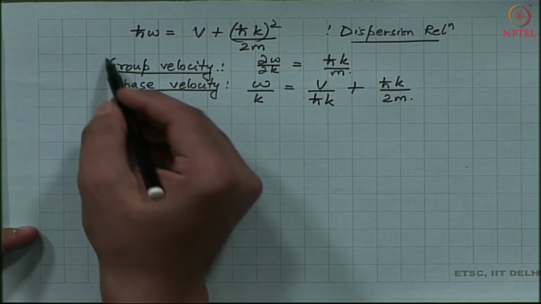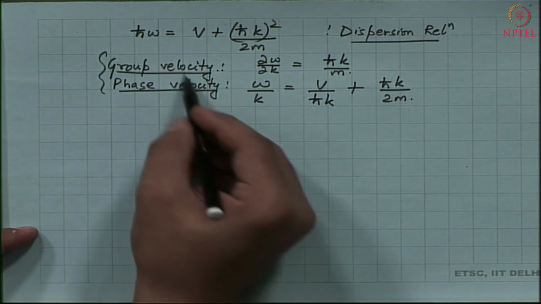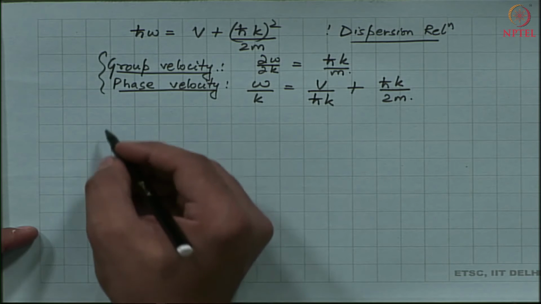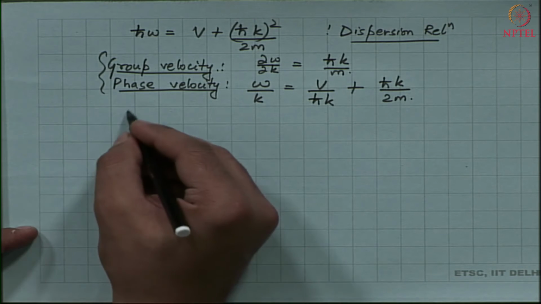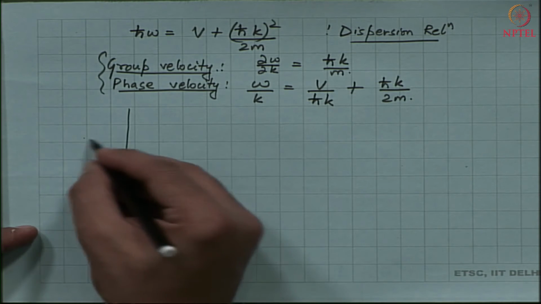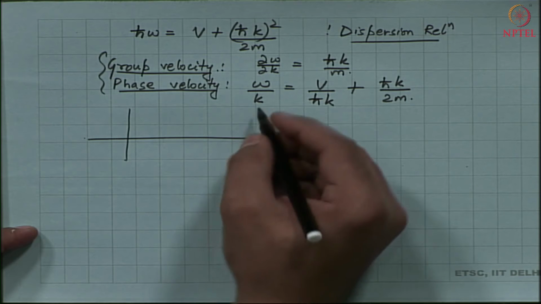Now let me just give you a little bit of highlight as to what these quantities are. Suppose I am talking about a wave. Let's say I have a wave which is moving with time. So I have a wave.